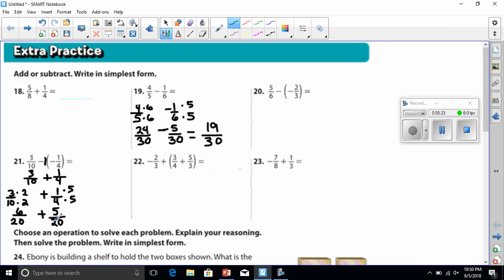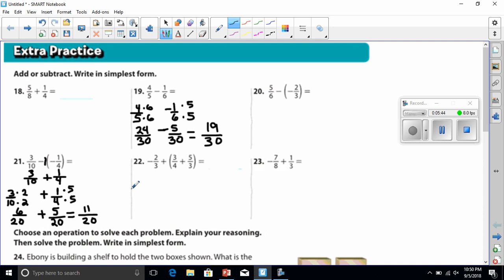Since the denominators are now the same, we have like fractions, which means we are allowed to keep the denominator the same and add the numerators. 6 plus 5 is 11. Our answer is 11 over 20, and we can't reduce that.